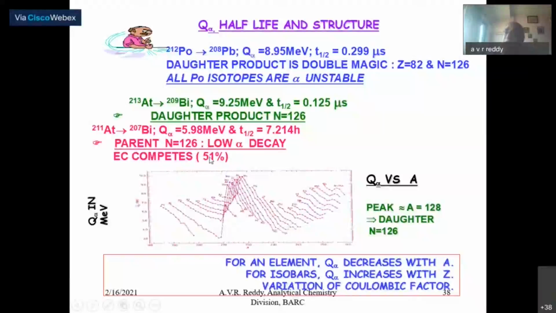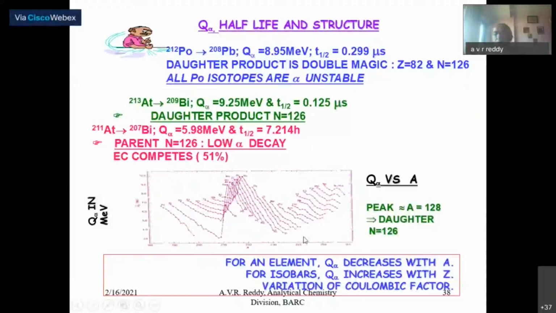Suppose alpha decay is not at all favored here. Suppose if it happens, it happens. Then there is an extra energy. So where will it go? Electron capture will be a competing process. Okay. And in the case of a few nuclei, as high as 51% electron capture is seen. Okay.